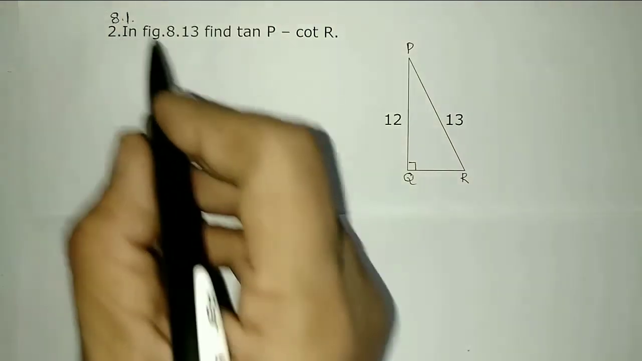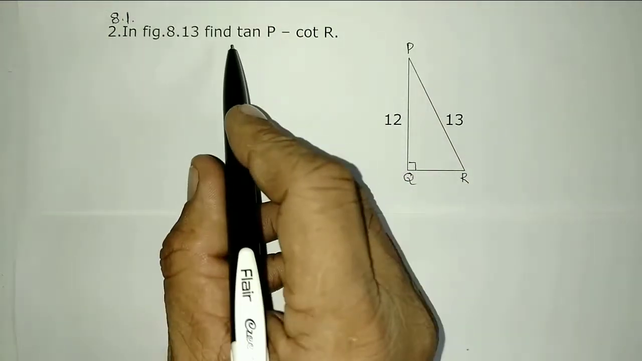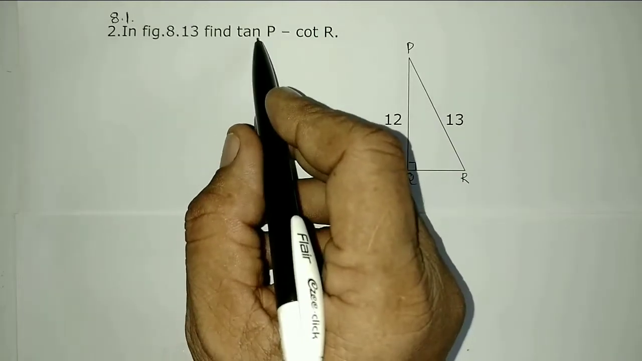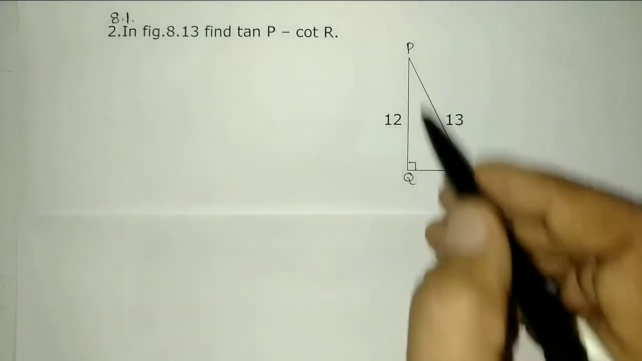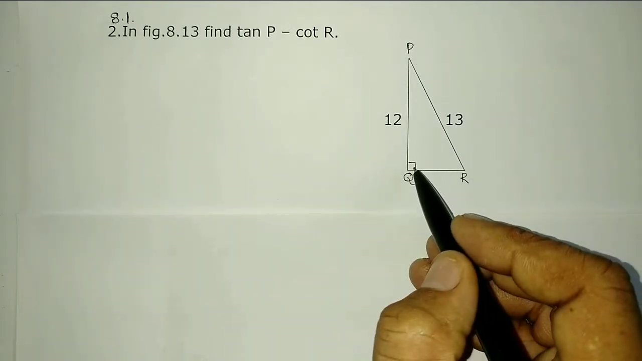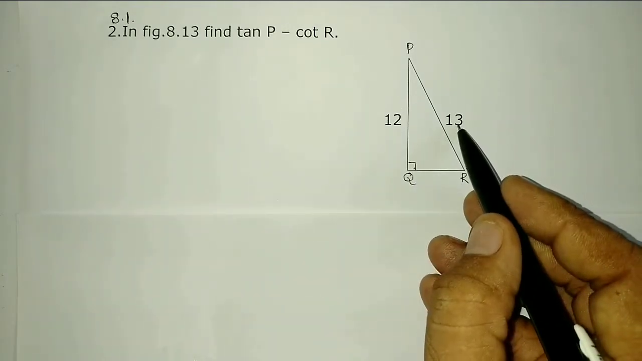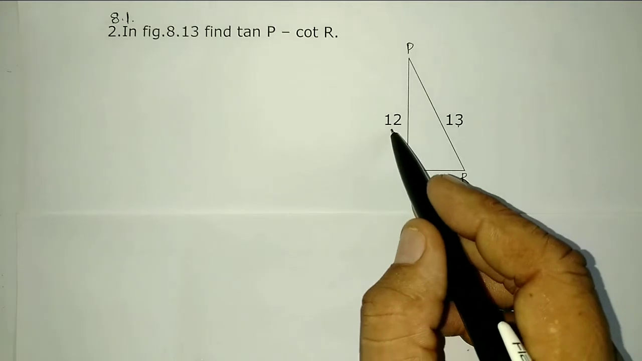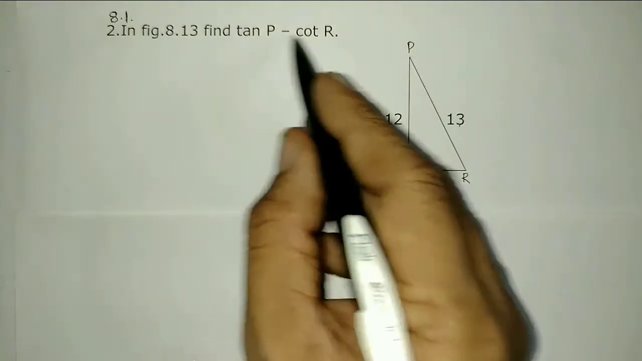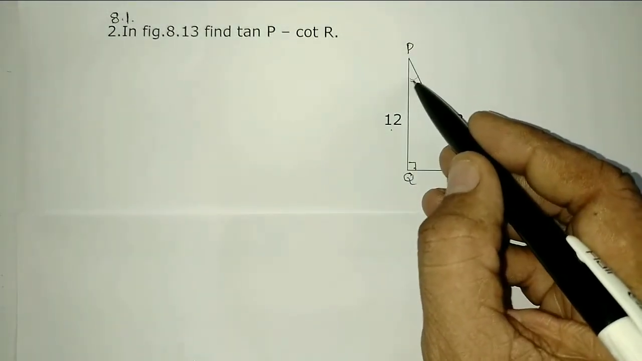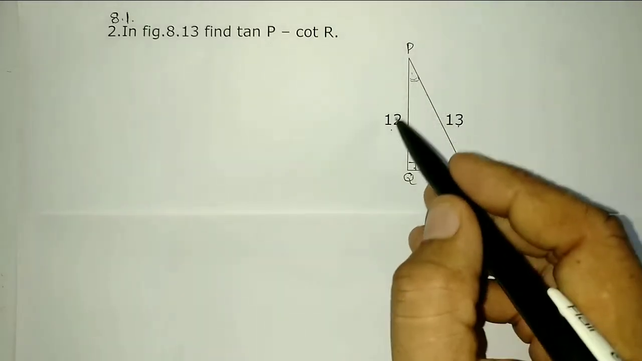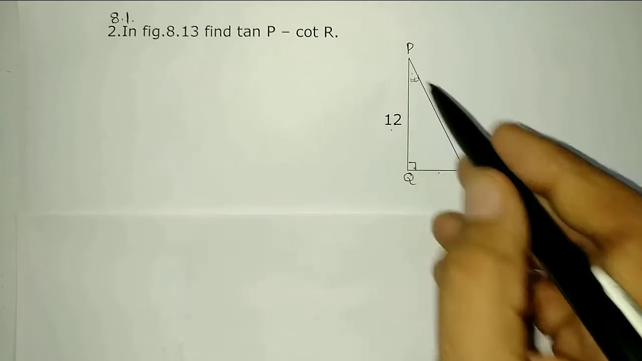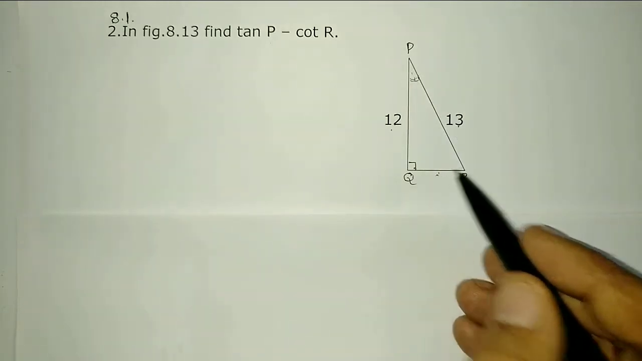8.1 second problem. From the adjacent figure, find tan P minus cot R. What is the adjacent figure given here? Triangle PQR in which angle Q equal to 90, PR equal to 13, PQ equal to 12. And you have to find tan P minus cot R. Tan P, side opposite to angle P by side adjacent to angle P. Side opposite to angle P is not given here. We have to find QR.